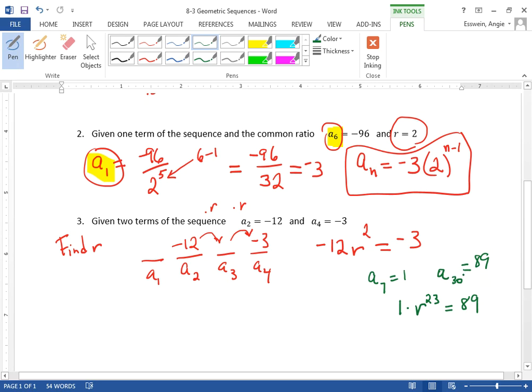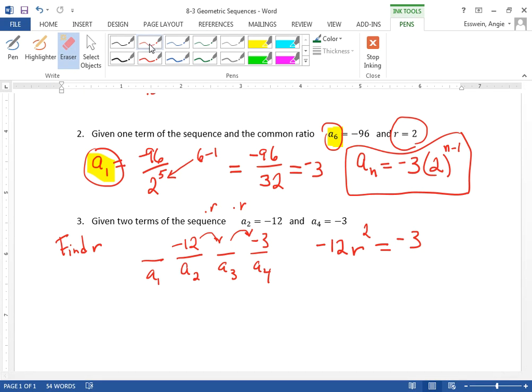But basically, to figure out what r is, take the term numbers and subtract. 30 minus 7 is 23. You're starting with 1, going to 89. So that was just a separate problem. You don't have to write that down. I just want to make sure it's clear.